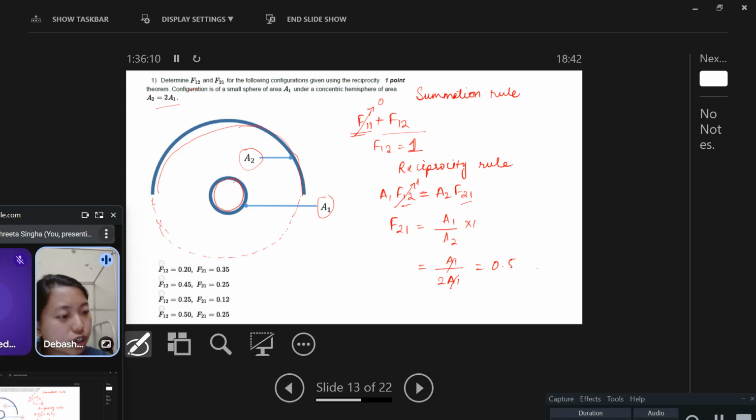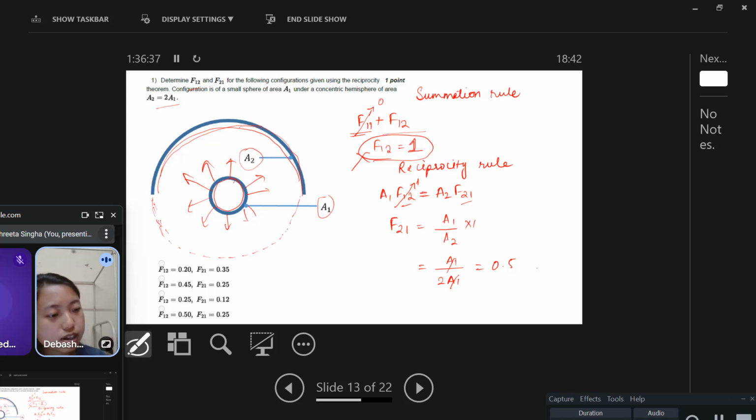Because F12 cannot be 1. That's why. Because F12 is whatever 1 is emitting, the 2 is receiving. Here, whatever 1 is emitting, 2 is receiving, it is fine. But this part of the surface, these radiations cannot be received by A2. So this cannot be true. This is false.